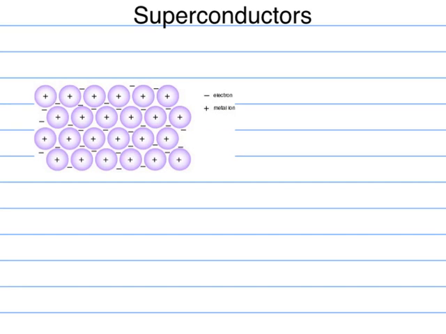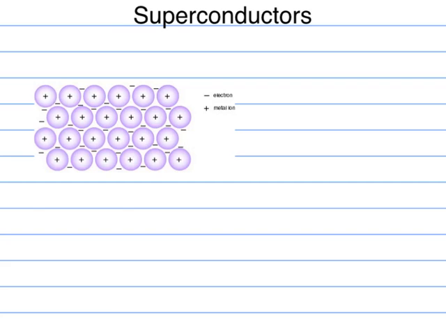Now if we look at our metal ions with our electrons, as we get these electrons moving through the metal, there is heat generated. The heat is caused by this force of attraction between the positive and the negative ions. With a superconductor there's no resistance, there's no attraction between the electrons and the positive ions, which means they can get a much better conduction rate.